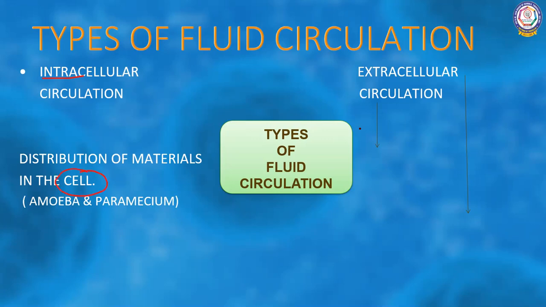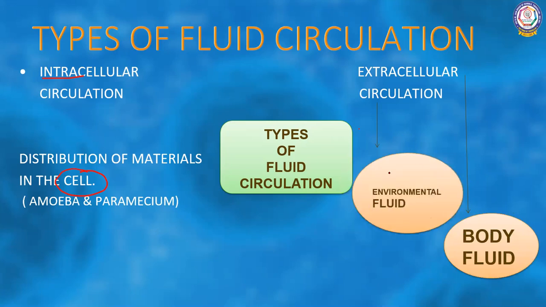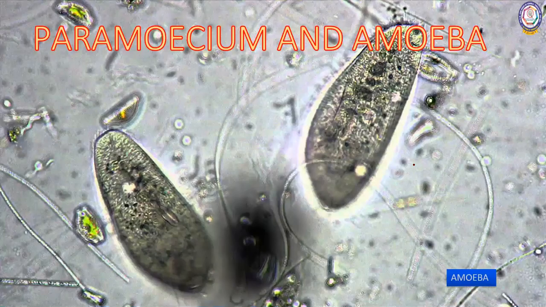In extracellular, there is one body fluid, another environmental fluid. So first we are going to talk about environmental fluid circulation. Here we are going to see the water movement in the body. So first we'll start with environmental. Before that, I'll show you the example of intracellular circulation, paramecium and amoeba.